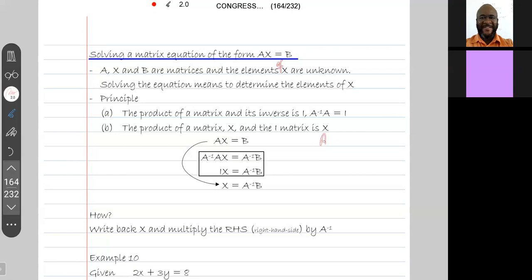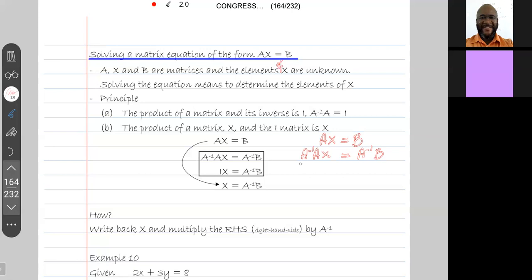So this is our scenario. We have AX is equal to B. A, X, and B are matrices, and the elements of the matrix X are unknown. My objective is to determine the elements of the matrix X. Now, the first thing I would do is multiply both sides of the equation by A inverse. So A inverse times AX is equal to A inverse times B. So what I did there is multiply both sides of the equation by the matrix A inverse.